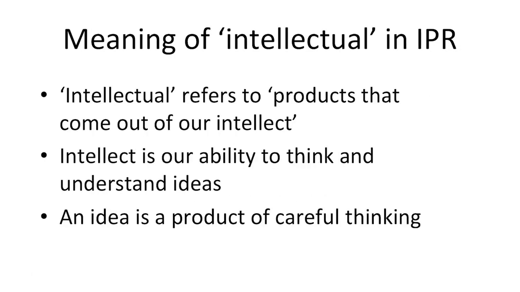Now, we just saw what we mean by the term rights and what we mean by the term property. Now, let's take the intellectual part of intellectual property rights. When we say intellectual, we refer to things that are coming out of our intellect, for instance, products that come out of our intellect. By being intellectual, we refer to our ability to think and understand things. Sometimes these things are complicated. So it's the ability to think and understand ideas, some of which could be complicated ideas.